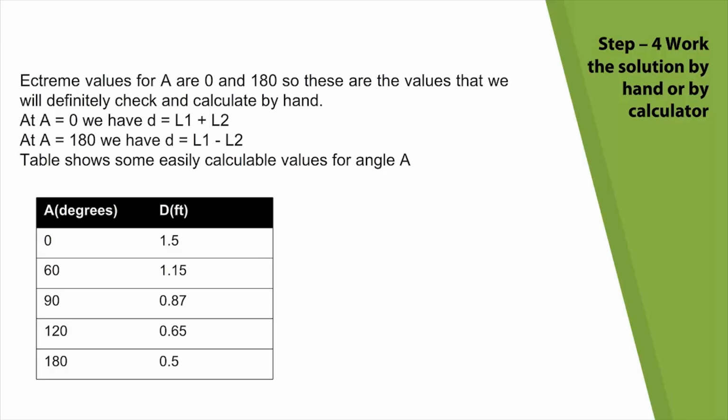So at 0 degrees of A, we get a value of 1.5, that is nothing but L1 plus L2. At 60 degrees, we get 1.15. At 90 degrees, we get 0.87. At 120 degrees, we get 0.65. At 180 degrees, we get 0.5.